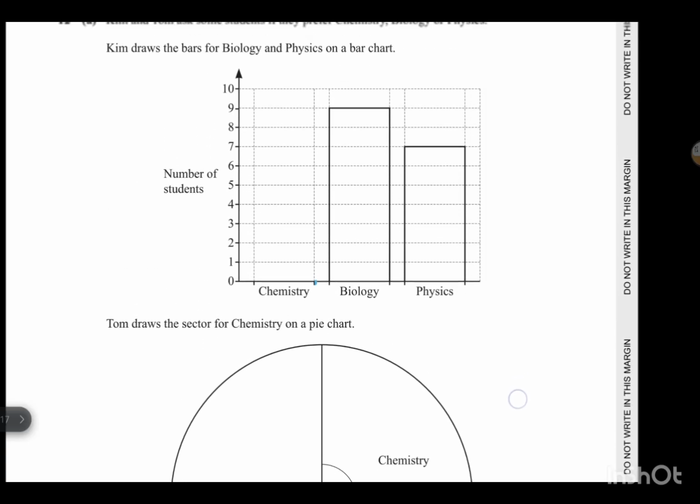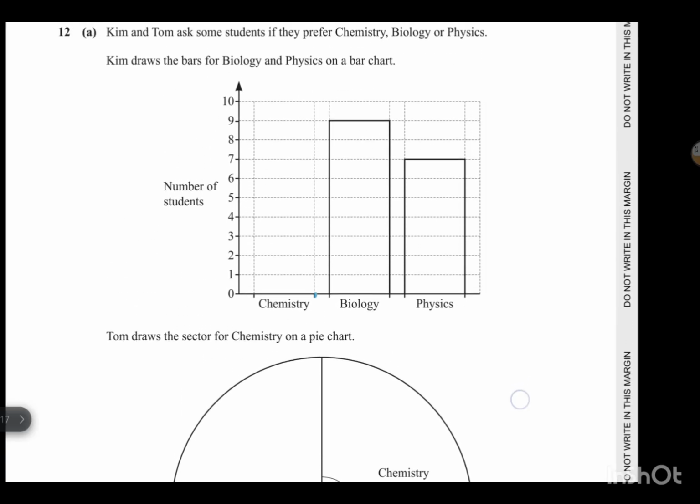So first we will find out the total of biology and physics. How many students are there? So biology, it is 8 students, not 8, 9 students. The bar is up to 9, and 7 is physics. So the number of students who prefer biology and physics will be 9 plus 7, 16. This is the total number of students except chemistry.